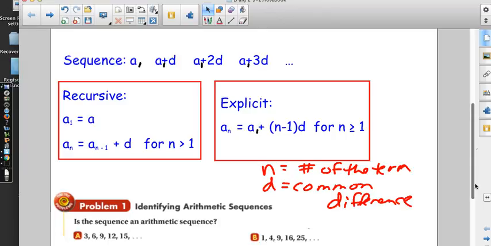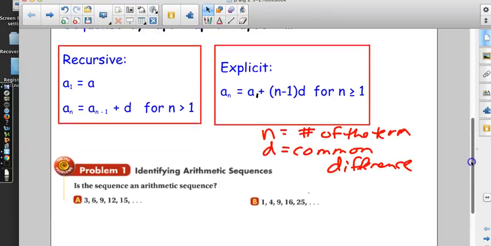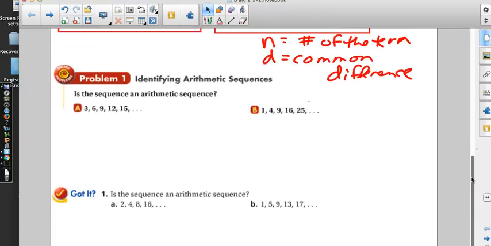So does anybody need more time to write these formulas? All right, away we go. The first thing we have to do to be able to use these is identify them. We have to say that is an arithmetic sequence. In problem 1, I want to see if they are adding the same thing every time. 3 to get 6, 6 to get 9, 9 to get 12, and 12 to get 15. Is that arithmetic? It is.